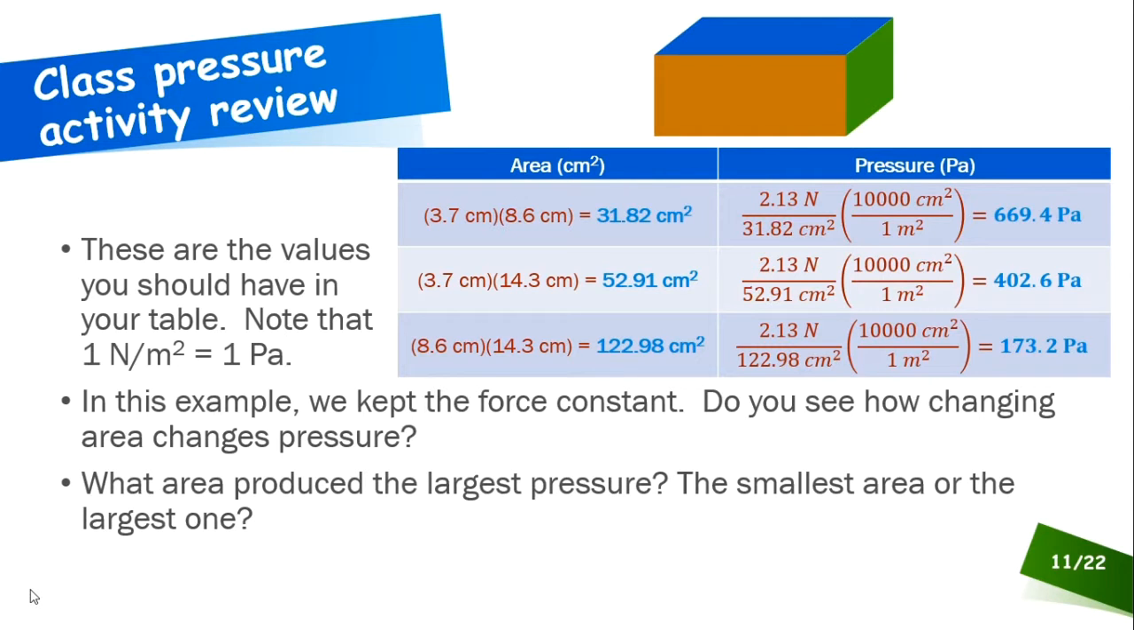What area is producing the largest pressure? Is it the smallest area or the largest one? Well, if you look at your numbers here, you can see that the largest pressure comes with the smallest area. The largest pressure is produced with the smallest area. The smallest pressure is produced with the largest area.